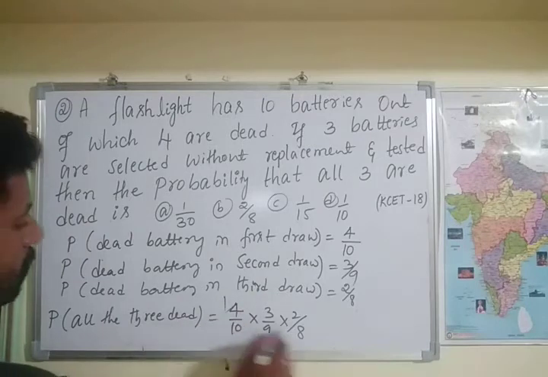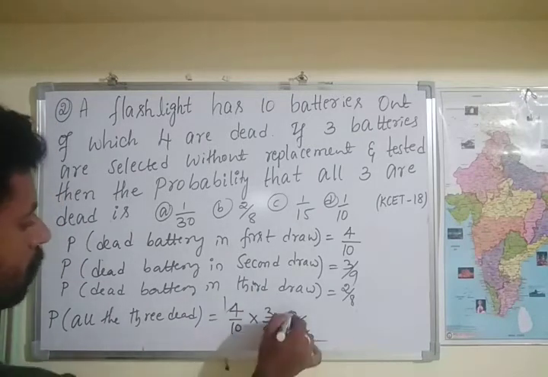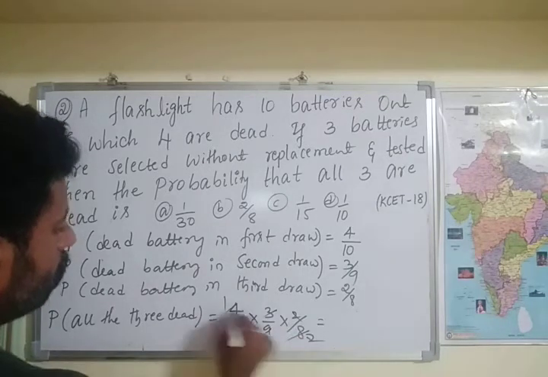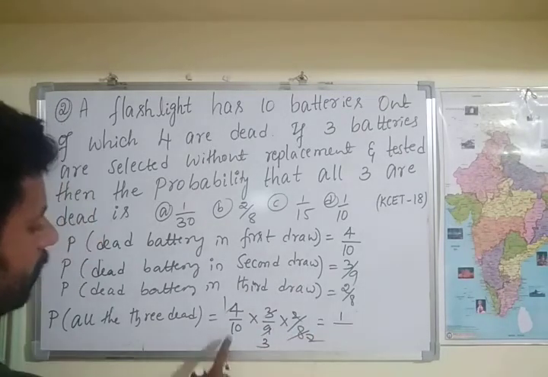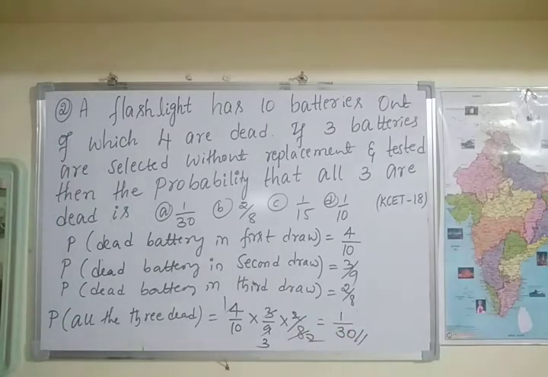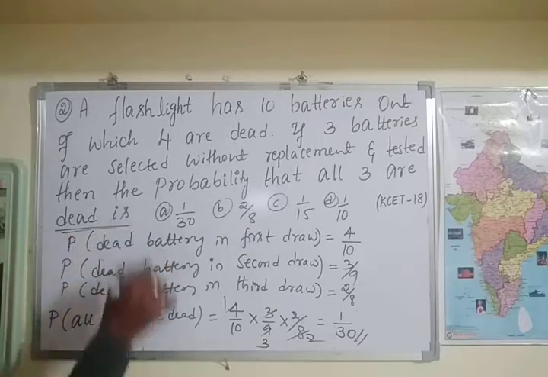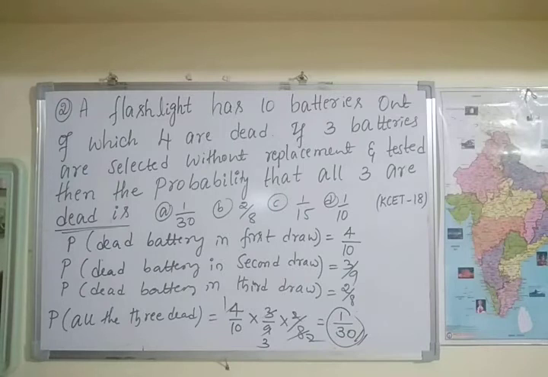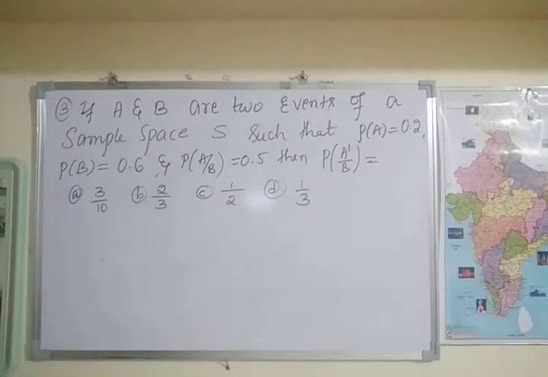See, 4 ones are 4, 4 twos are 8, so 2 gets cancelled, 3 ones are 3, 3 threes are 9. Here the numerator is 1, divided by 10 into 3, which is 30. The probability that all 3 are dead batteries is 1 by 30. Option A is the correct option. So we take the next example.